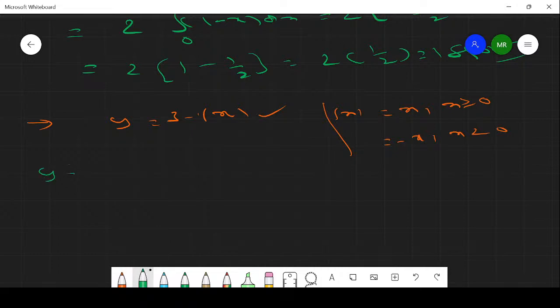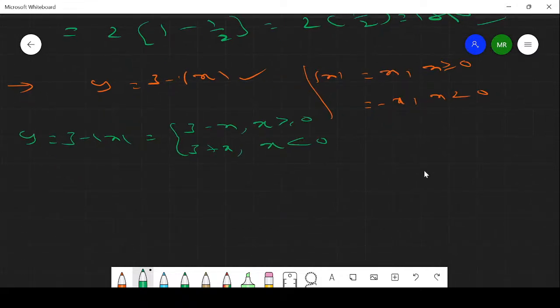So y equal to 3 minus mod x can be written as 3 minus x when x is greater than or equal to 0. When x is less than 0, minus x means it will be 3 plus x. Now, if we draw the lines 3 minus x and 3 plus x in the graph, it will be easy.